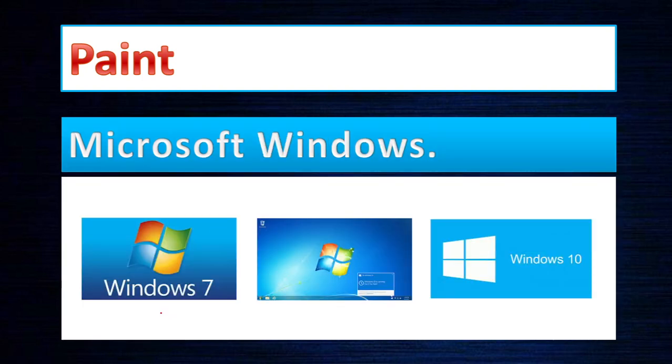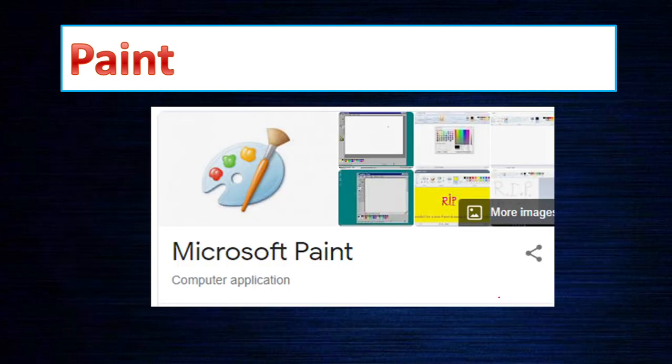It will be there in Windows 7. If you are using Windows 7, it's fine. In Windows 8 also it's okay. Even Windows 10, it's available. We can always use the Paint program in any of these versions. If you're using Linux or any other version, you need to figure out the corresponding Paint program over there and use it. So this is Microsoft Paint.